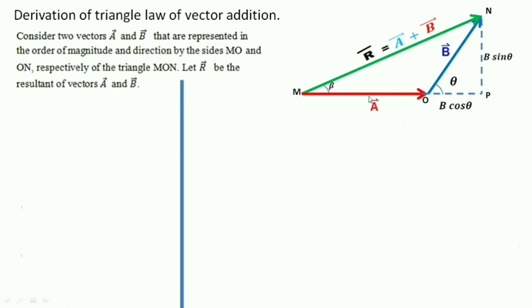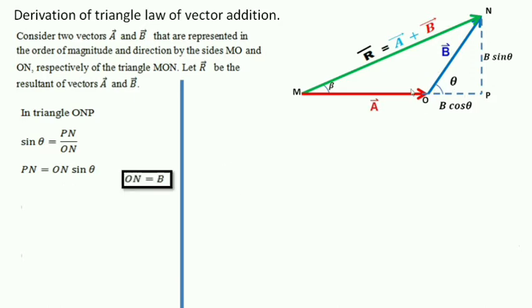We are considering two vectors A and B, and the angle between them is theta. Now we'll consider this triangle O and P. So sin theta is PN by ON. I want to find this length PN. So PN is ON sin theta, and ON is vector B, so we'll write PN is equal to b sin theta. So this side is b sin theta.